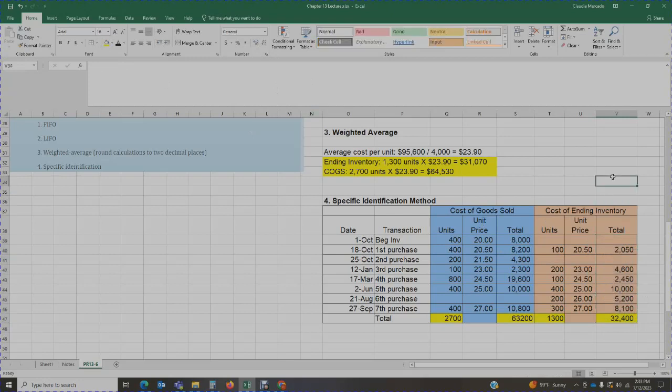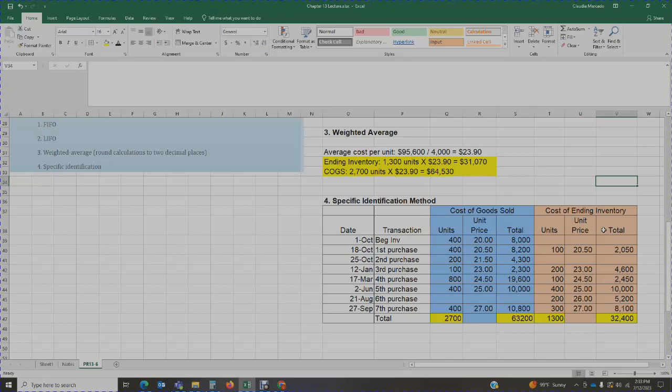Okay. So regardless of the method that we use, we always have 2,700 in this particular problem for my cost of goods sold. That represents the actual goods that were sold. And then the cost of my ending inventory is what I continue to have on hand. This is the unsold portion. This is what's available to be sold. Okay. So these are the 4 calculations.